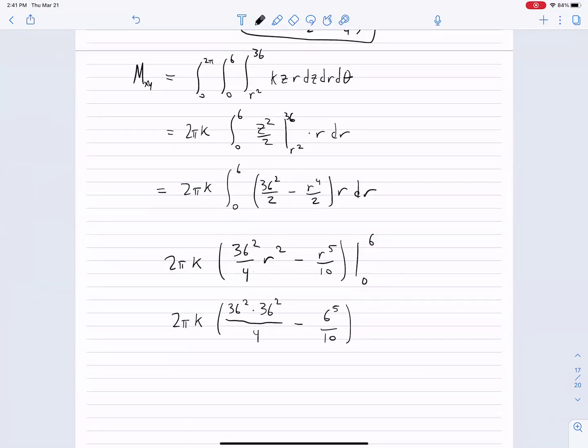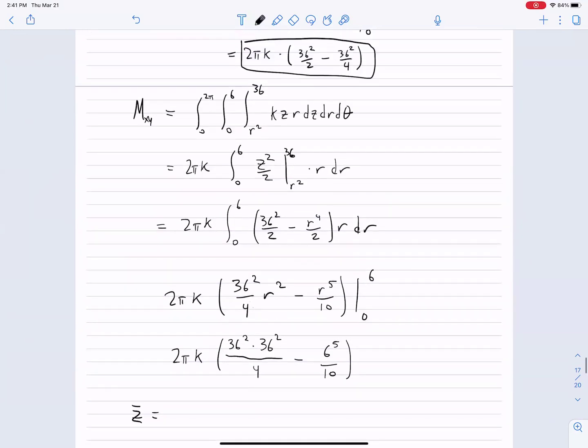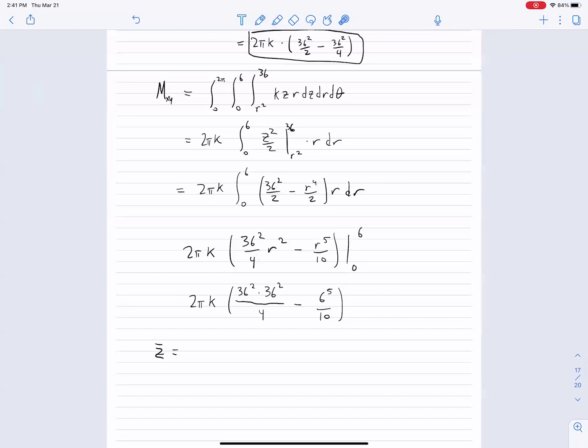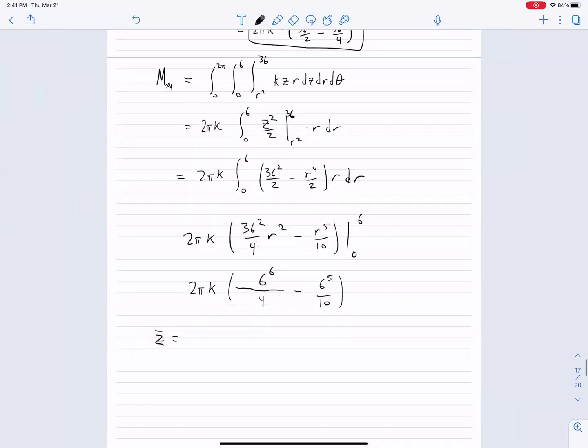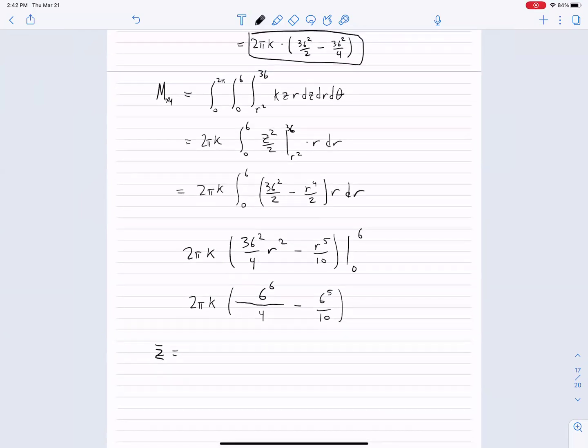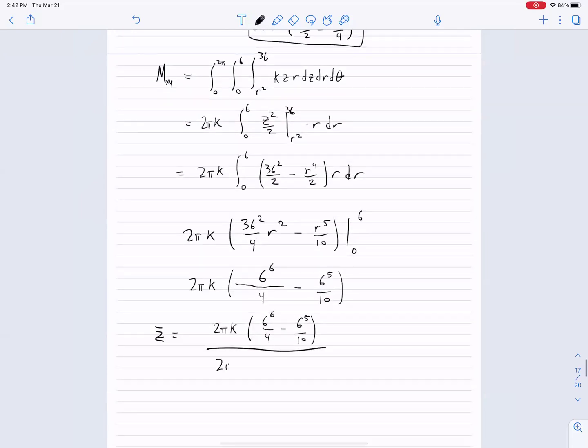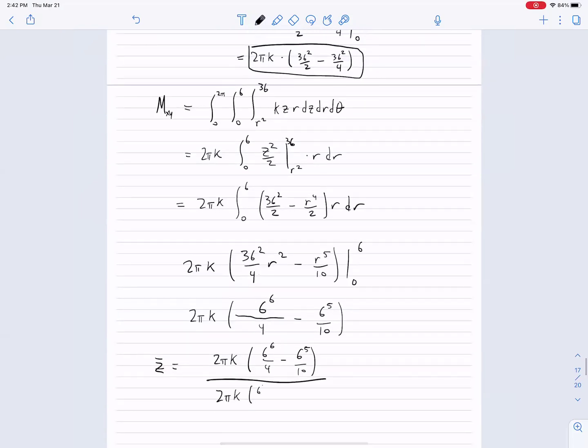The final answer, z bar, is this number divided by that number, which probably simplifies nicely. 36 squared times 36 is 36 cubed, which is actually 6 to the 6th. So z bar is the moment, 2 pi k times 6 to the 6th over 4 minus 6 to the 5th over 10, divided by the mass, which we just computed, 2 pi k times 6 to the 4th over 2 minus 6 to the 4th over 4.